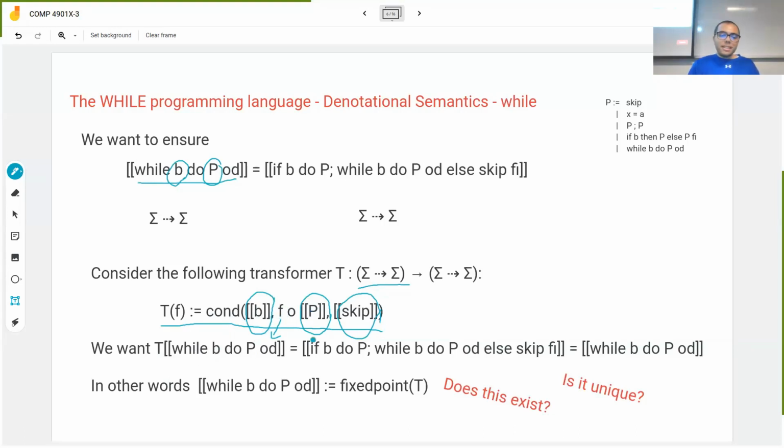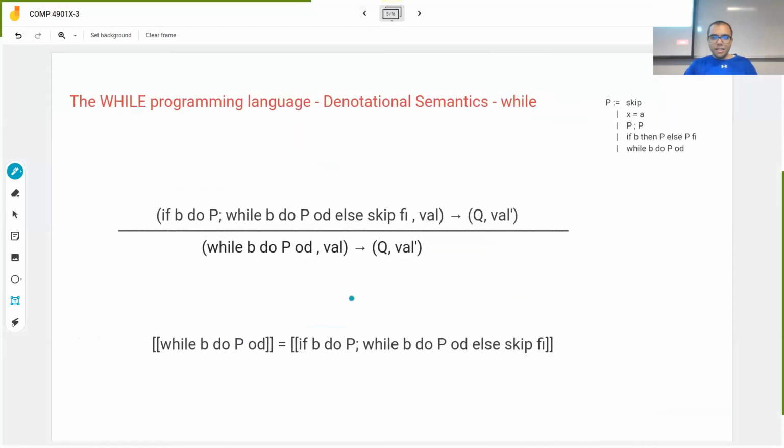So basically, the definition looked a little bit weird, but what this transformer T is doing is that it's unrolling the while loop. It's rewriting the while loop as an if that has the while loop inside it. So it's basically rewriting this program as this program.